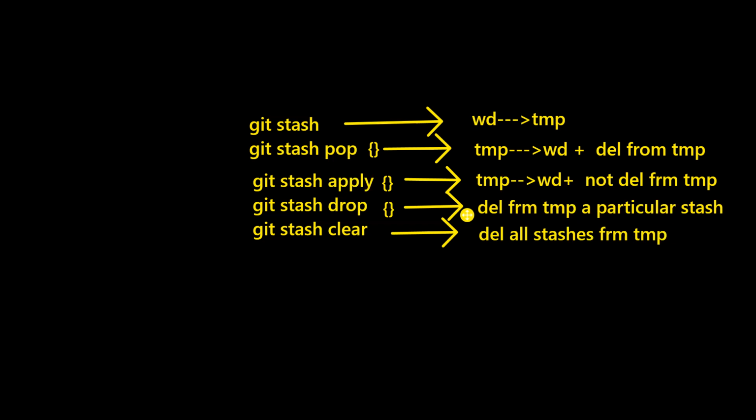Can you explain the difference between pop and drop? Pop will unstash the changes, which means it brings the changes from temporary shelves to working directory, and also it will delete from temporary shelves. Whereas drop will not unstash. Compare this. It will just delete from the temporary shelves, that's all. It will not bring back to the working directory. It's just to clean the temporary shelf.